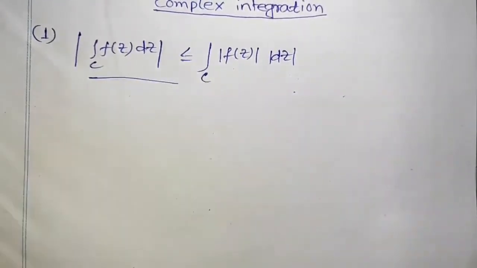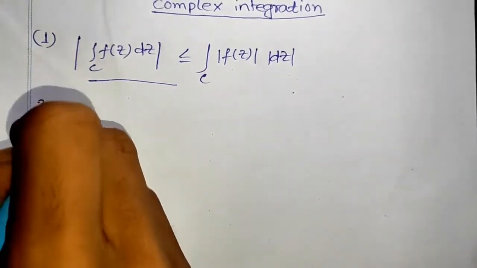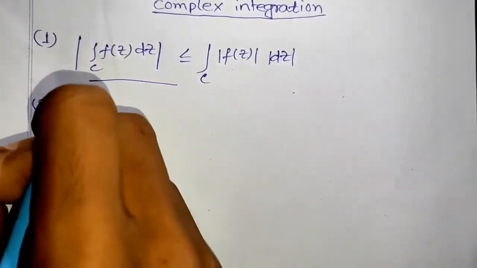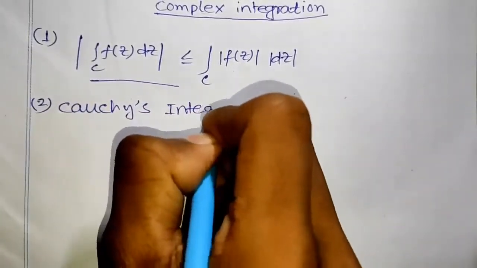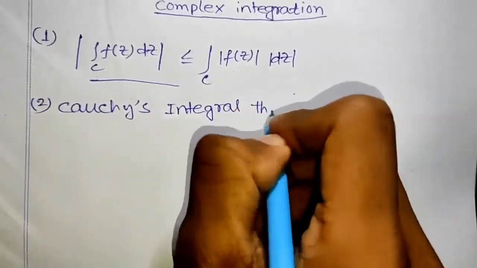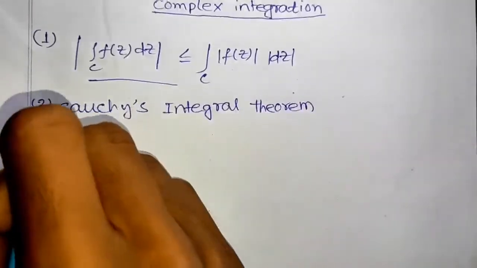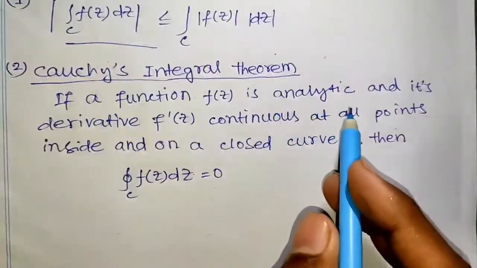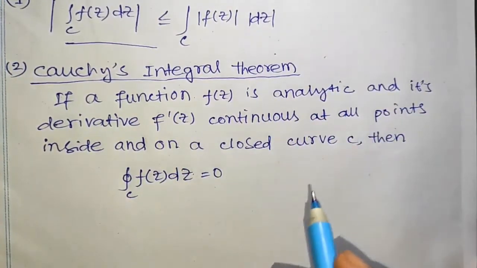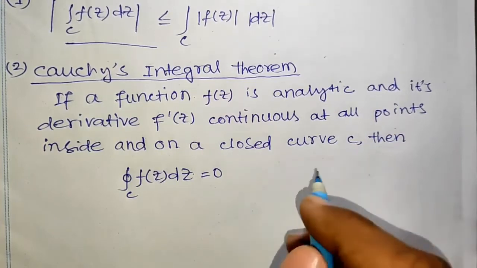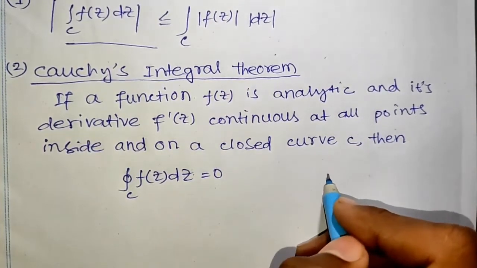Modulus of the whole integral is less than or equal to the integral of the modulus separately. Remember this property, we will use it later. Now come to Cauchy's integral theorem. First I am writing this theorem. If a function f(z) is analytic and its derivative f'(z) is continuous at all points inside and on a closed curve C.